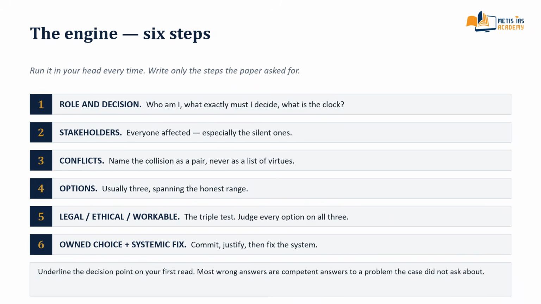Step number two is to map the stakeholders. What is the first step? The first step is role and decision. Who am I? What exactly must I decide? And what is the clock? And the second one is stakeholders. Map the stakeholders: everyone affected and what each stands to gain or lose.